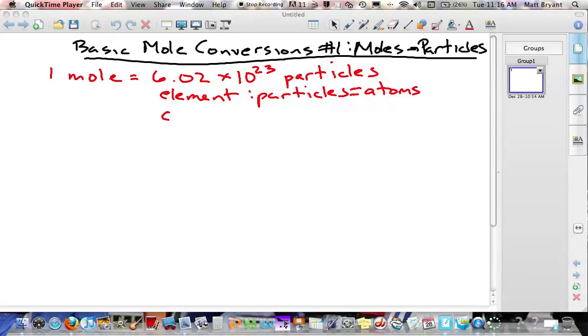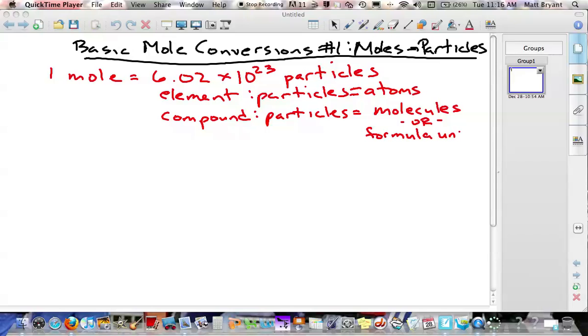Now, if we're talking about a compound, those particles could be either molecules, in the case of molecular compounds, or formula units, in the case of ionic compounds. Either way, when we're talking about particles in 1 mole of a substance, we're talking about exactly that number of particles, 6.02 times 10 to the 23rd. And as you'll remember, that number is known as Avogadro's number.